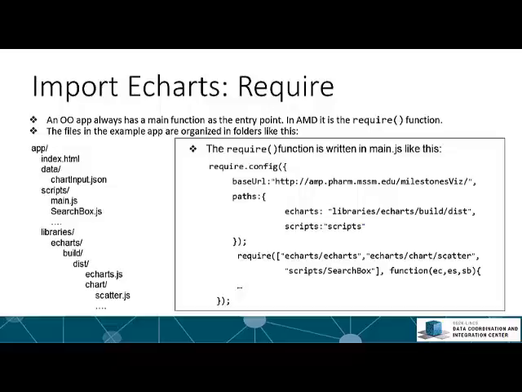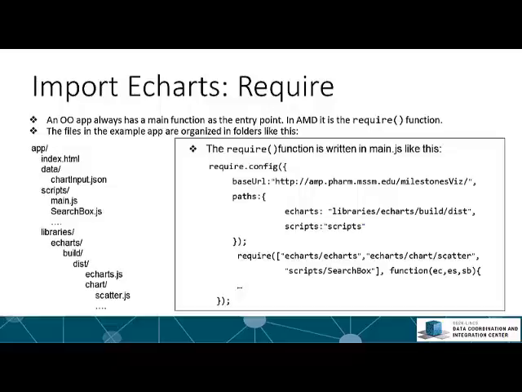The files in the example app are organized in folders like this. First, we have app as the root directory. Under the root directory, we have the index.html page. Then we have three other directories: the data directory, the scripts directory, and the libraries directory. Under the data folder, we have the chart input.json, which stored the data to be visualized in our app.